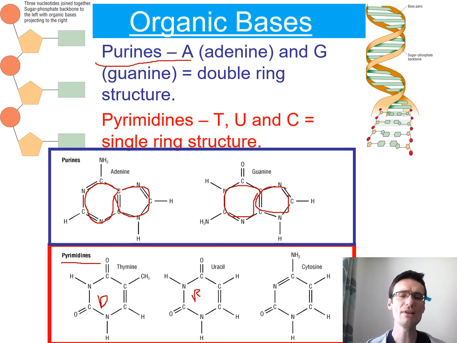Again, you don't need to describe the structure. You just need to be able to describe whether they're single or double ring structures, whether they're purines or pyrimidines. It's a good time to show the difference between thymine and uracil there. There's just one area different. They have some carbons and an extra hydrogen or two in there, but you don't need to know that. You need to know that they just replace each other.